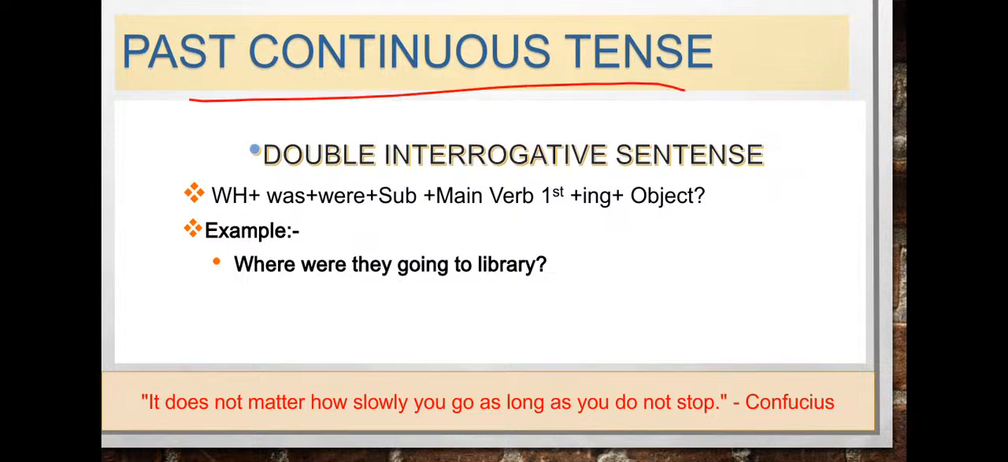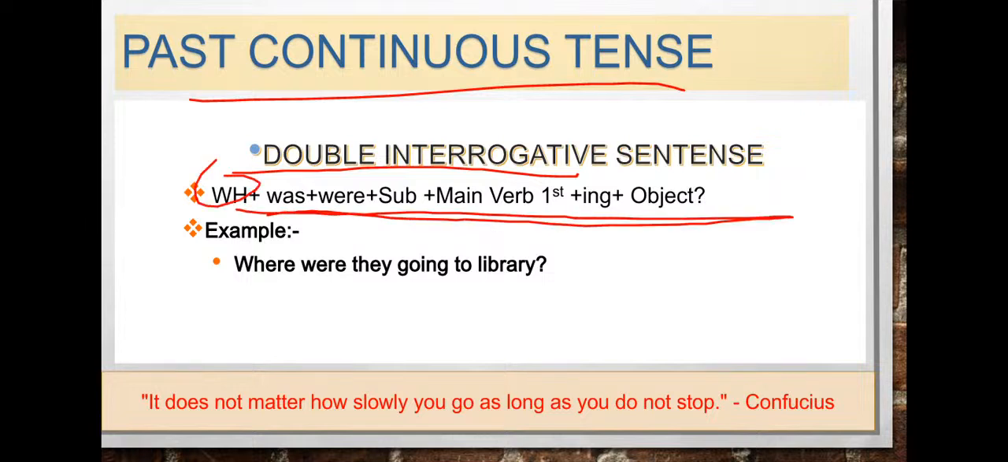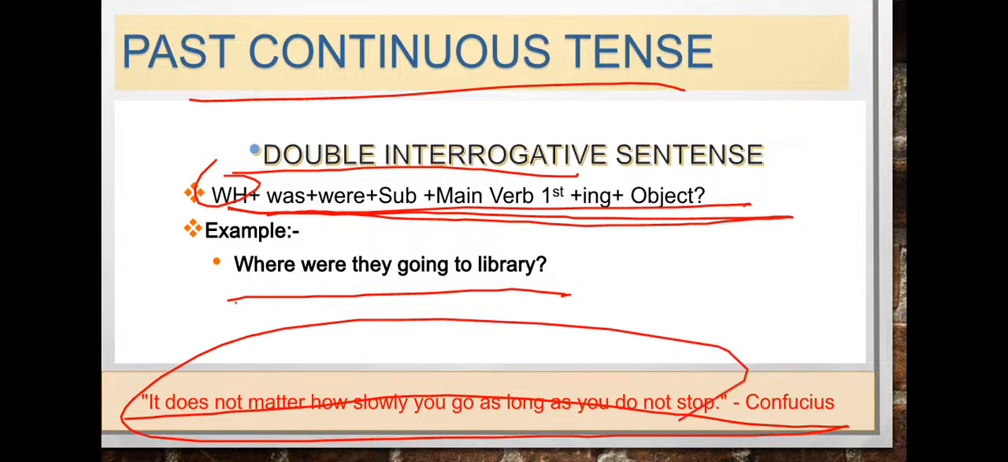Okay, now last but not least, double interrogative sentences in which we are using WH. After that, we keep the interrogative version right here, just like this. For example, where were they going? To the library? When were they taking the lectures? What were you doing? What were you doing? Yeah, makes sense. This is the line for you. Just have a look at it.